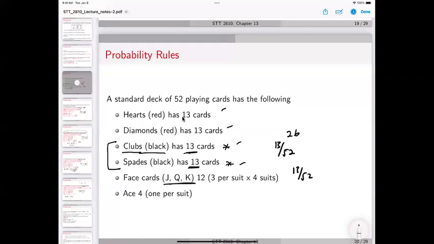You'd have all those 3 in hearts. You'd have all those 3 in diamonds. You'd have all those 3 in clubs. You'd have all those 3 in spades. So it's going to be what? 12 of them. Is that okay?